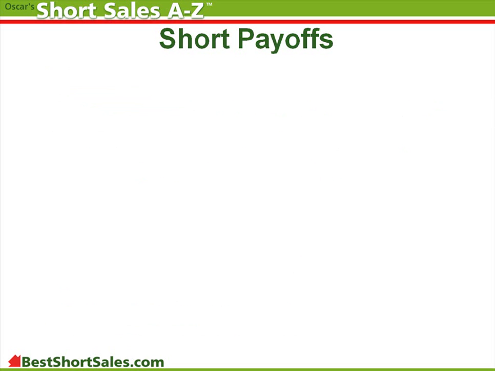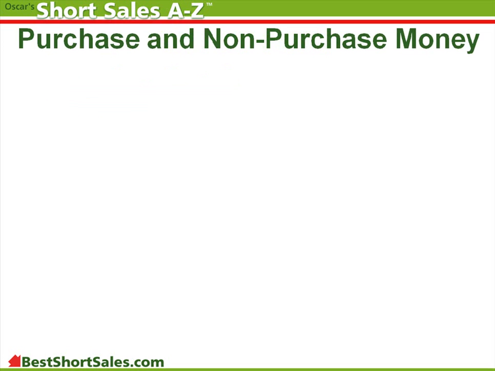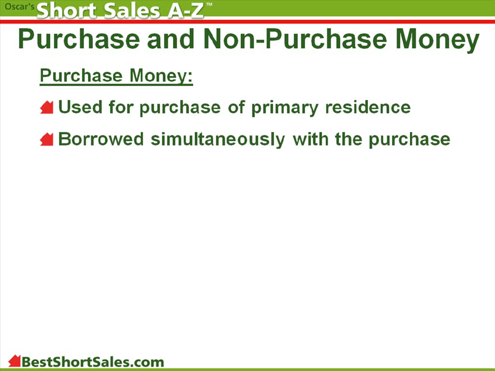Types of short payoff. There are two types of short payoff: short sale and release of lien. Purchase money and non-purchase money. To clearly comprehend short payoffs, it is important to first understand the concepts of purchase money, non-purchase money, and deficiencies. Purchase money. Purchase money is money borrowed for paying all or a portion of the purchase cost of the primary residence. Purchase money is borrowed simultaneously with the purchase of the property. It can be secured in any position.